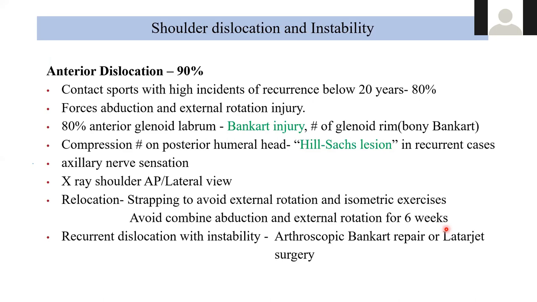relocation. After relocation of the shoulder, strapping should be done to avoid external rotation, and isometric exercises should be commenced early. It is advised to avoid combined abduction and external rotation for six weeks, but early isometrics and early mobilizations will let them return to sports in a very short time frame. So recurrent dislocation with instability, as I said earlier, due to a Bankart lesion or inferior glenohumeral ligament damage, will need arthroscopic Bankart repair, or if the glenoid loss is more, the patient has to go for an open Latarjet procedure, which is a bone block procedure. Depending on the sport and the loss of glenoid, the arthroscopic Bankart or Latarjet surgery can be decided.